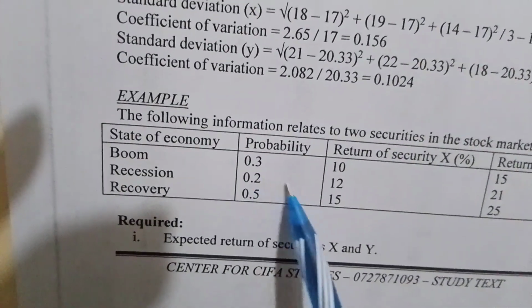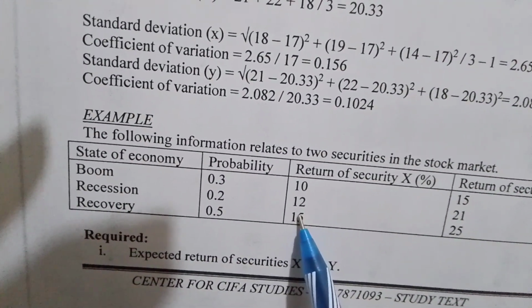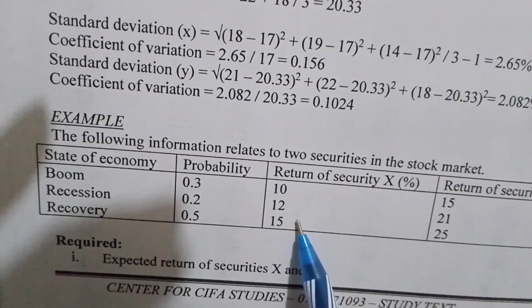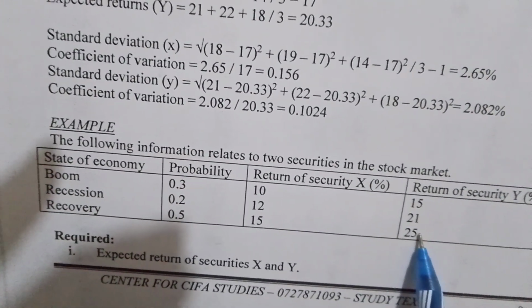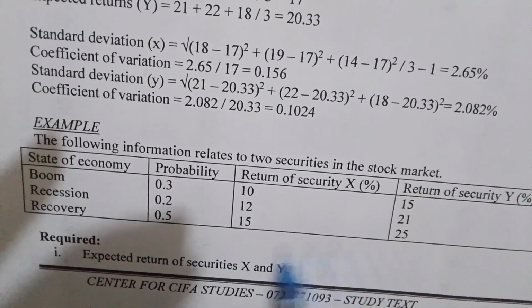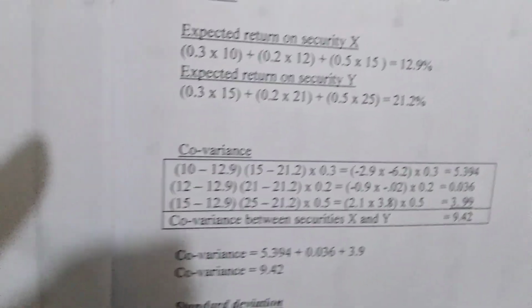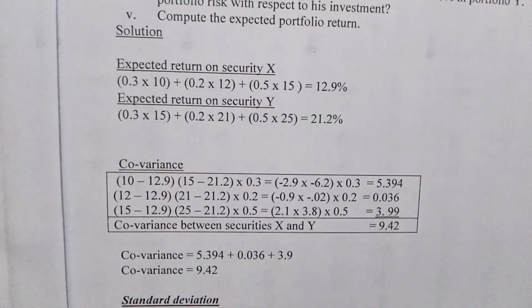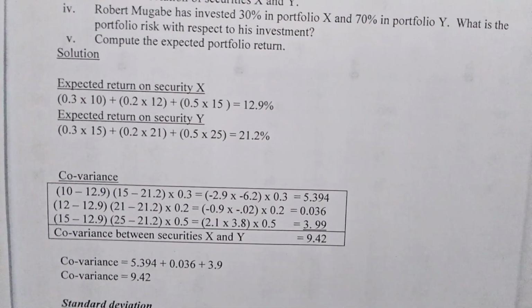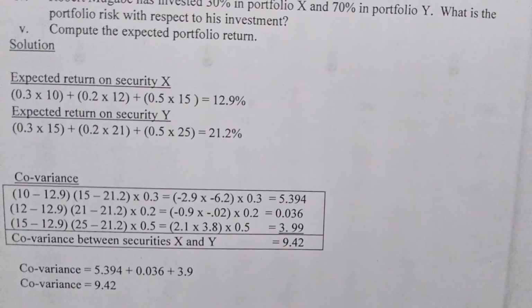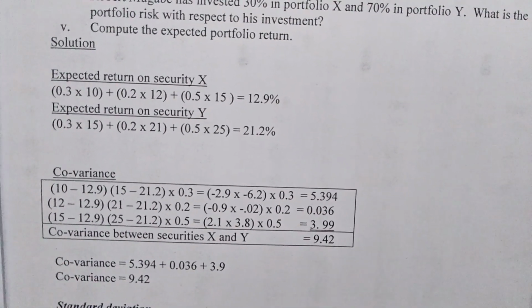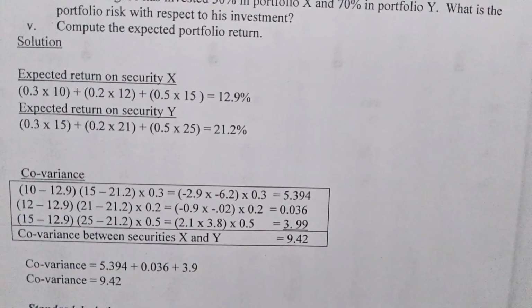Then the next state of the economy is recovery. So you take 15 minus 12.9 into brackets 25 minus 21.2 times 0.5. Then finally you get your answers there. I believe you have understood what we are doing there. So covariance, to get the covariance, you look at each state of the economy. There are 3 states of the economy: boom, recession, and recovery.